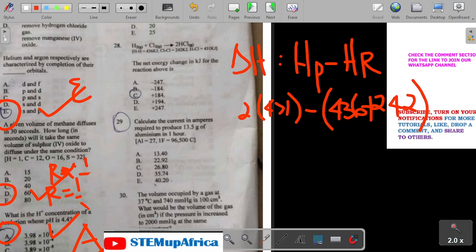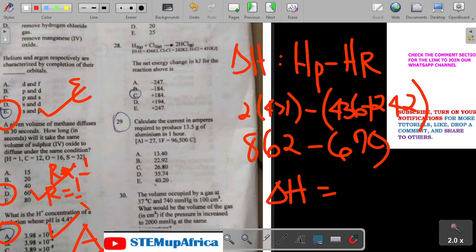So if I simplify from here, I'm going to have 862 minus, let's say, 436 plus 242. That will give us 679. So what will be our delta H? 862 minus the answer, I'm going to have positive 184. Positive 184, which is C.